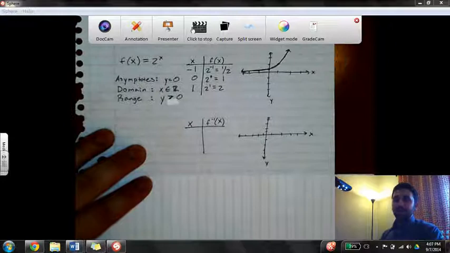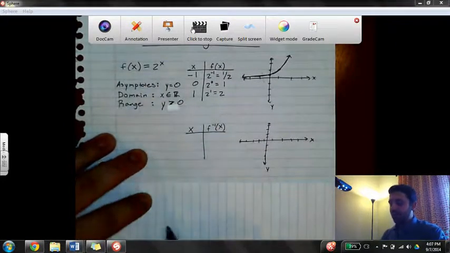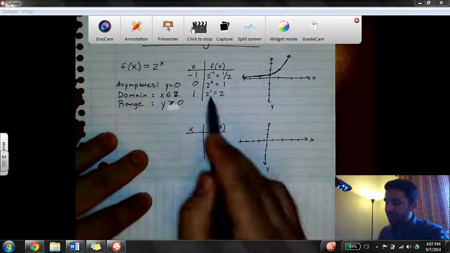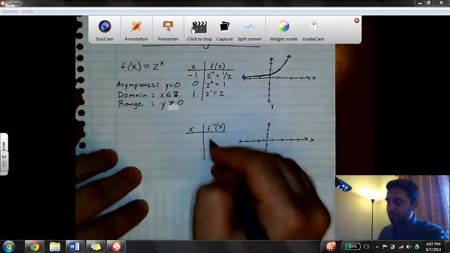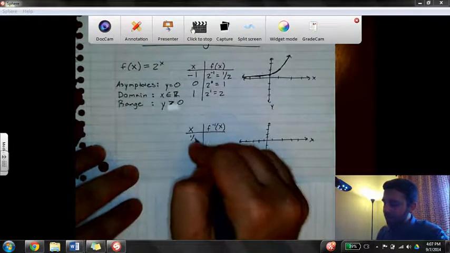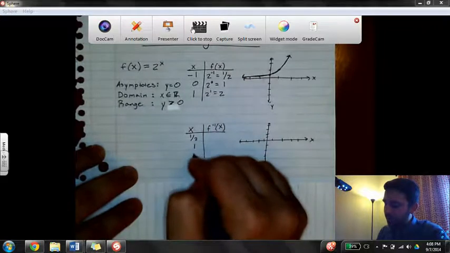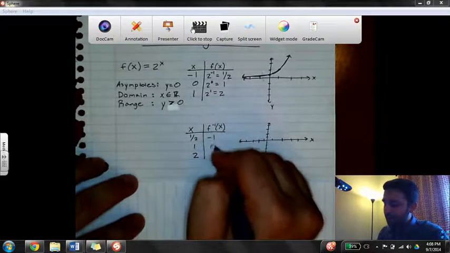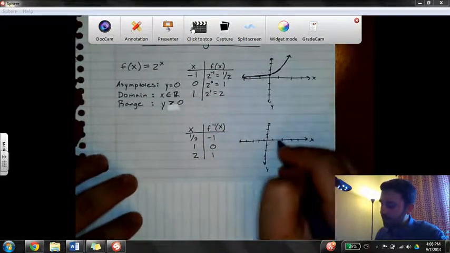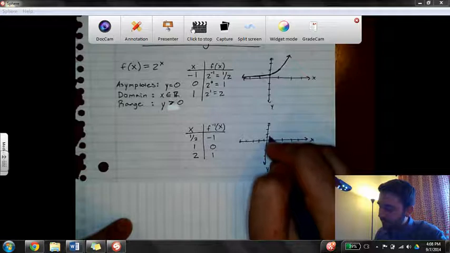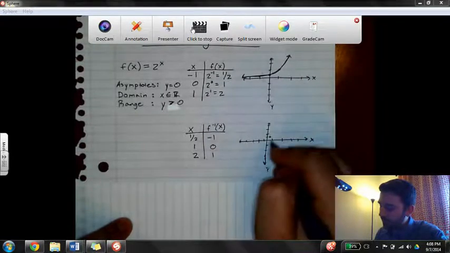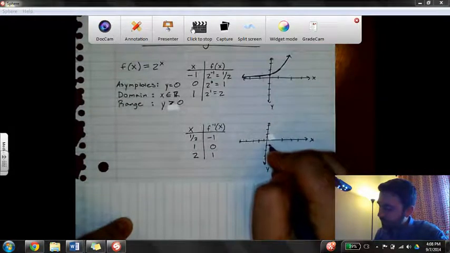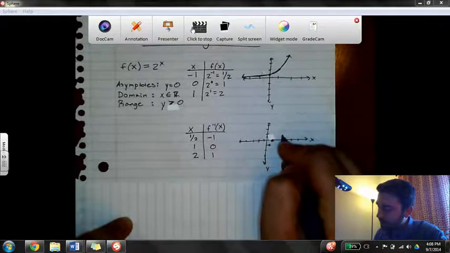So if I wanted to graph the inverse of this function 2 to the x, I could reflect this over the line y equals x, or I could just switch my graphing points here. And so by switching, I would have x values of 1/2, 1, and 2, and then the inverse f of x values of -1, 0, 1. And so at 1/2, I would have -1, at 1, 0, and at 2, 1.